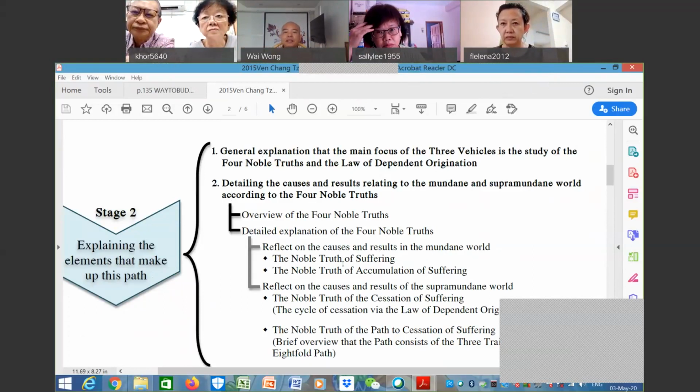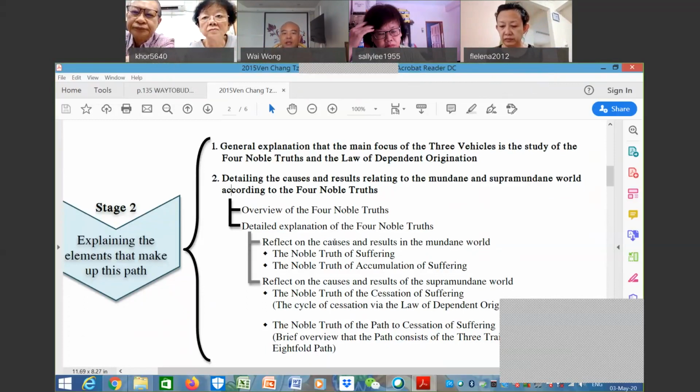Then we go to the second noble truth, which is about the accumulation of suffering, which is the attachment and also the ignorance. The third one is on the cause and result of the supramundane world, which is about the cessation of suffering, which is nibbana. We have gone through that also. Now it's about the noble truth of the path to the cessation of suffering. That is the 8 noble paths.